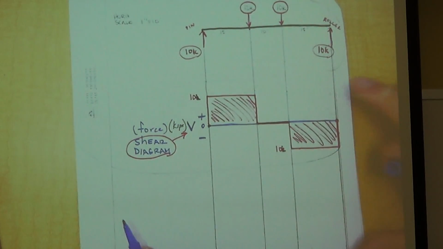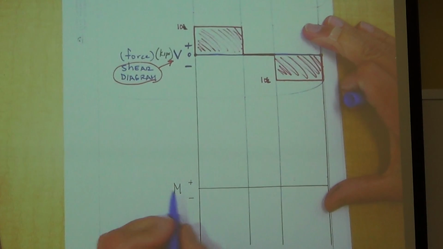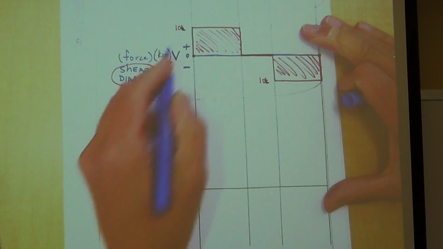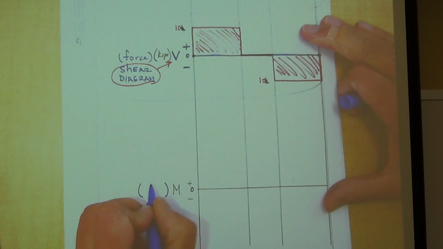Okay, so moment diagram. First thing we have to do, make sure positive, negative, put a 0 in, and you have to put units. What are the units? Right, kip-foot.